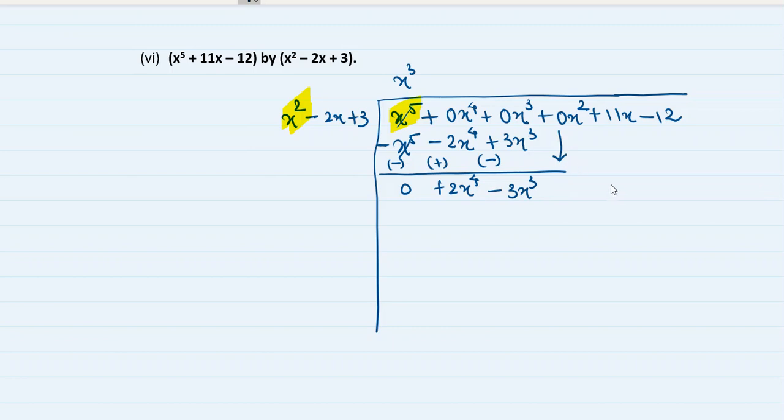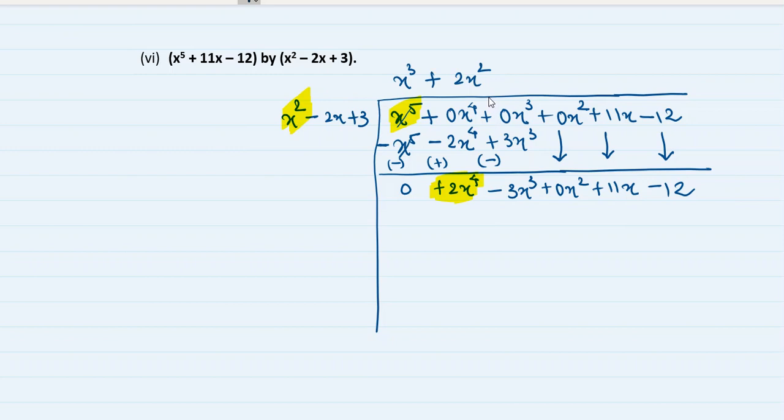Here you have to bring down the remaining terms. So 0x square will be brought down, plus 11x will be brought down, and minus 12 will also be brought down. Okay, now the division process will continue. The first term of your dividend is 2x raised to 4 now, and the first term of your divisor is, as it is, x square. What will you do? 2x raised to 4 divided by x square, it will give you plus 2x square.